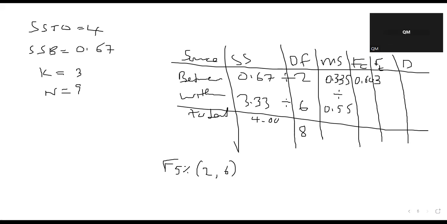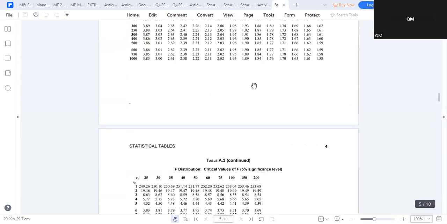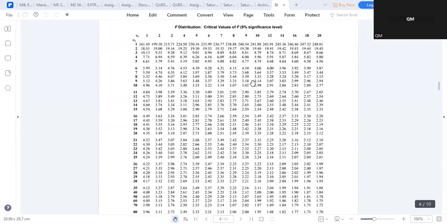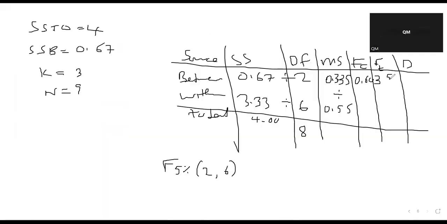So make sure it's the 5% table. The critical value is 5.14. What is our decision, to reject or to fail to reject? Since the calculated value is smaller than 5.14, we fail to reject.